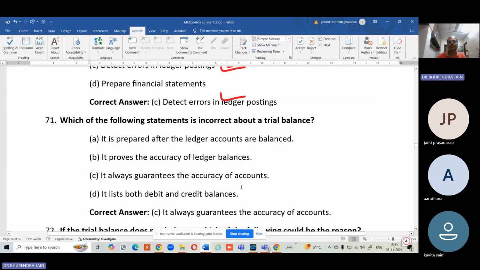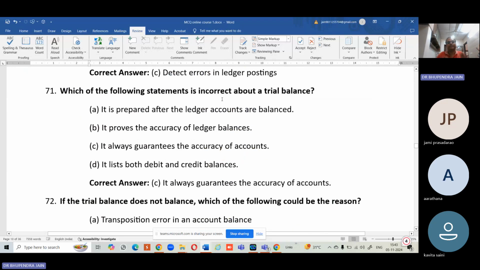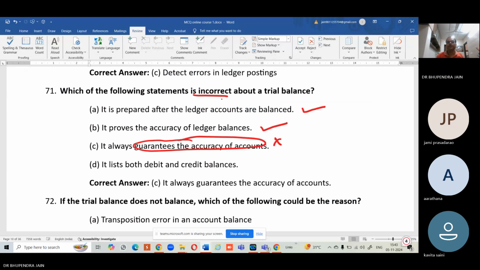Which of following statement is incorrect about a trial balance? It is prepared after the ledger account balances. Yes, this is correct, not incorrect. It provides the accuracy of the ledger. Yes, this is correct. It always guarantees the accuracy of the account. This is 100% incorrect. Trial balance is not the guarantee for the accuracy of the account.